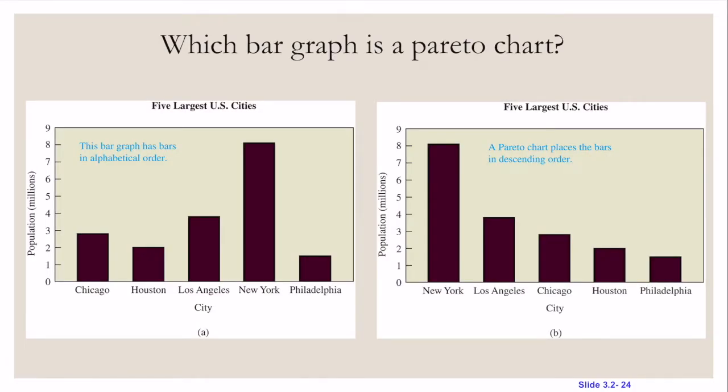So which of these graphs would be a Pareto chart? Here we have the 5 largest cities in the United States. This one has the bars in alphabetical order, which is a totally justifiable way to arrange them. And over here we have them in descending order from largest. I had no idea Houston was that big. So this would be the Pareto chart.